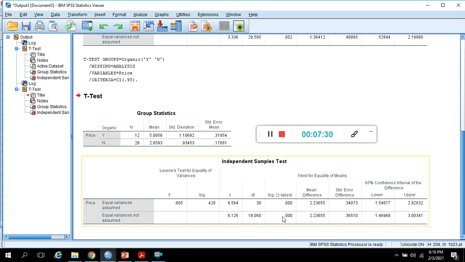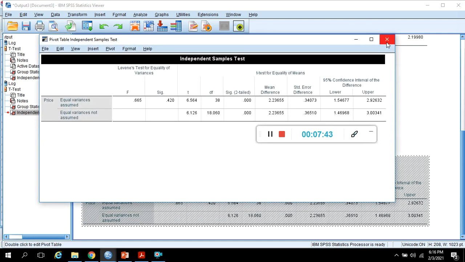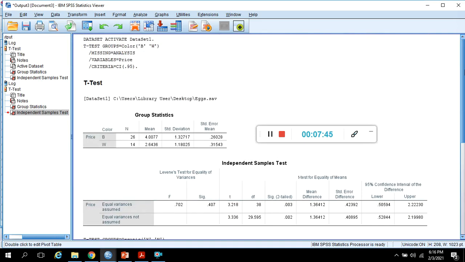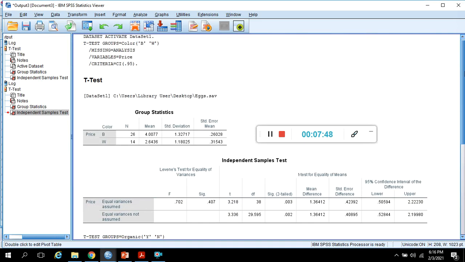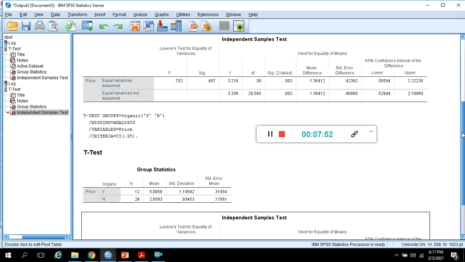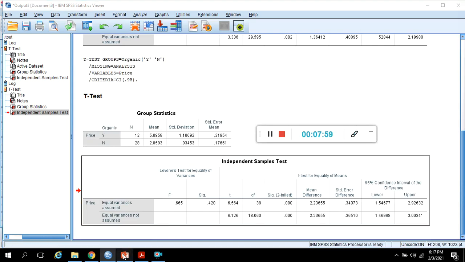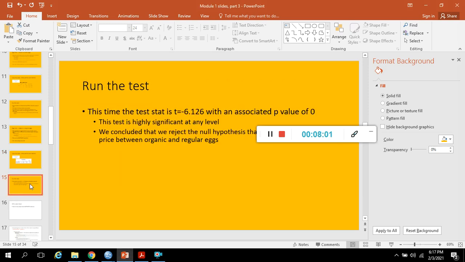There is, in fact, a significant difference between organic and inorganic egg prices. I don't think there's any way that you could run this test and get a non-significant result. The difference here is so strikingly different that it's not like the brown versus white, which was rather marginal. That one you could collect more data and make an argument that there's very little difference. But with organic versus inorganic, there's a ginormous difference between the groups and the egg prices.